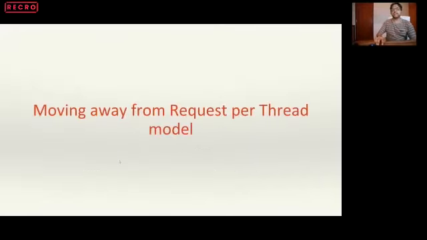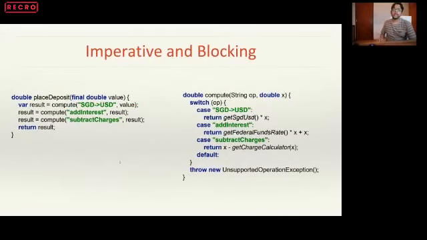Okay, so we'll start with a very simple code. As you can see, it's very simple. It takes an input value, and I'm trying to place a deposit right now, and I have 3 operations in that. One, I need to compute the exchange rate, and the other, I need to see the current interest rates in the market, and then I need to compute all the charges, and I have to give you the result.